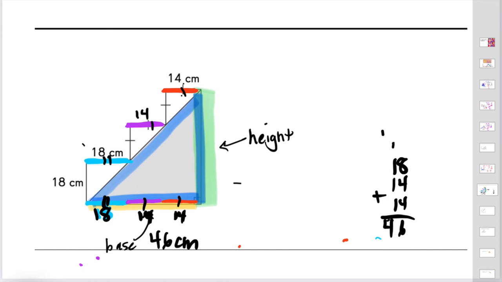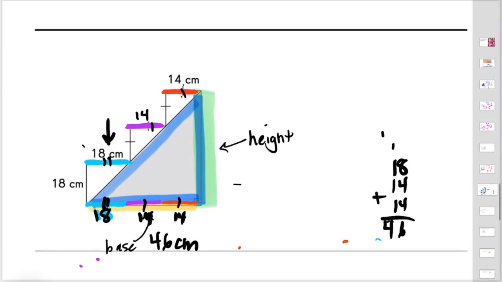And again, we found that because we used the lengths that we were given, this 18 centimeters, 14 centimeters, 14 centimeters, and we just visually moved those line segments down, and we could see that they were the three parts of that base line segment. Now, let's try to see if we can figure out.